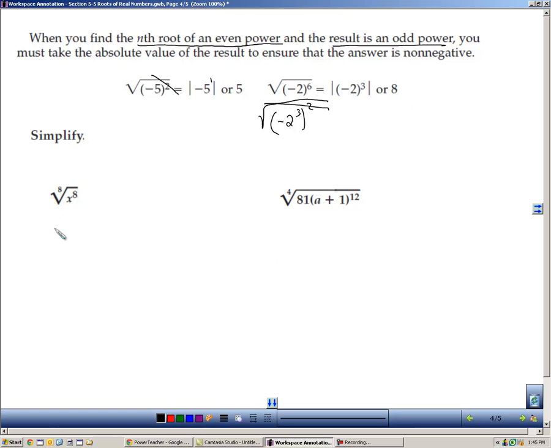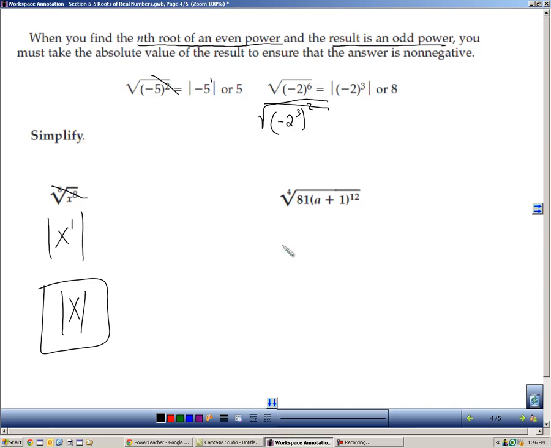Here I have an 8th root, and the root and the exponent will cancel, leaving me just an x. Now what exponent's on this? It's a 1. So it started out being even, or an 8, and ended up being odd, so I have to put an absolute value around the x. So the answer here would be the absolute value of x.